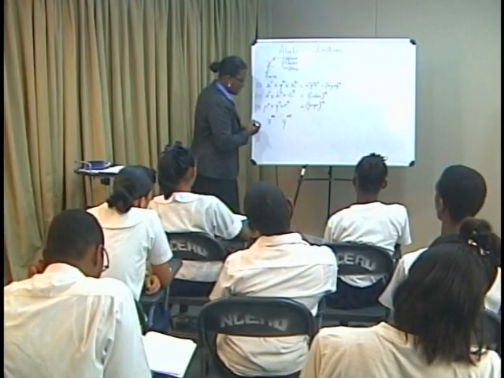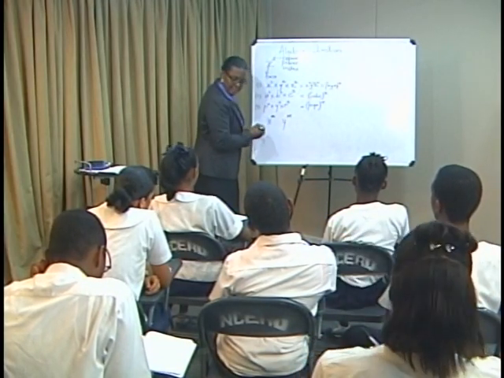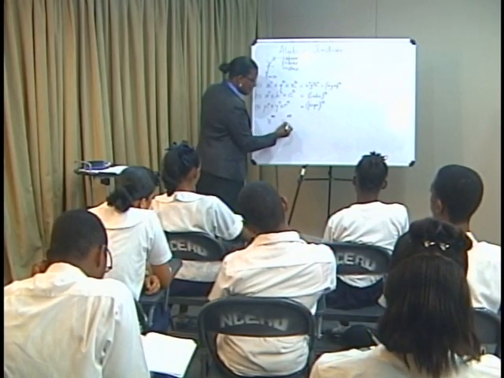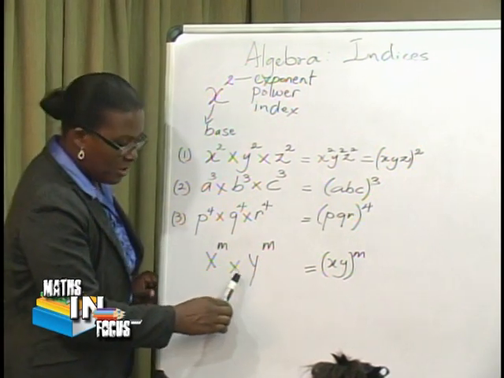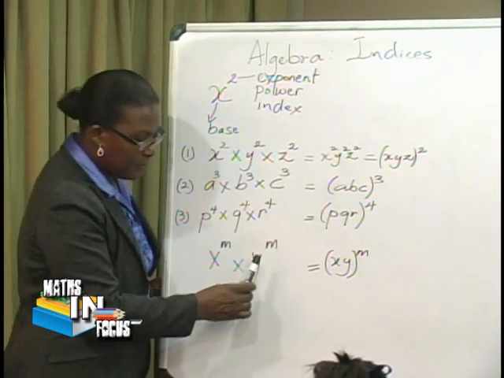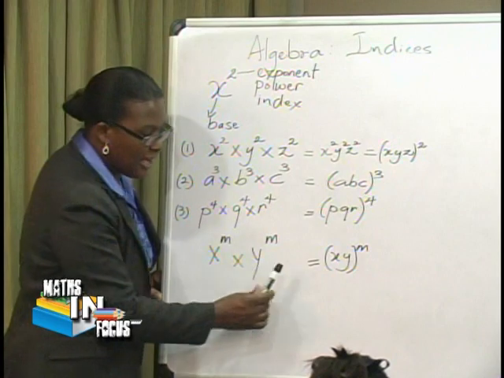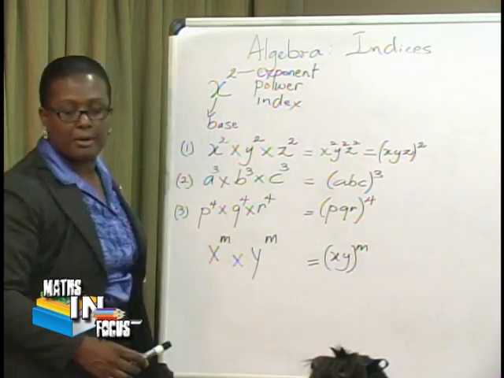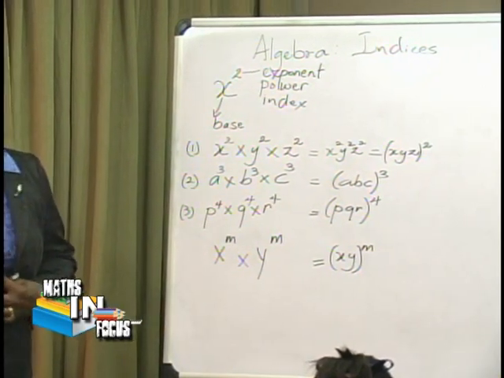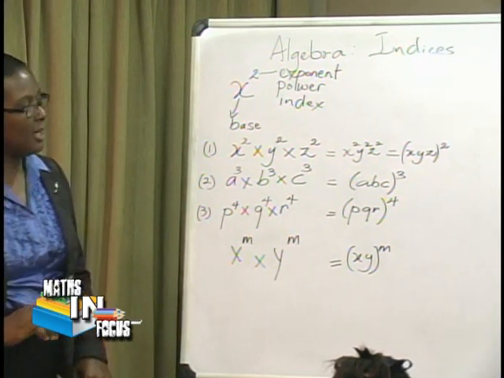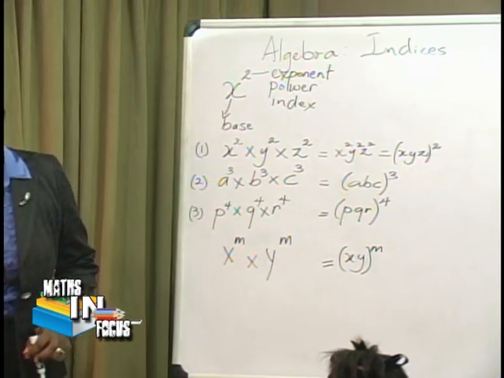Yes, Rhea, what did you write? x to the m multiplied by y to the m is equal to xy in brackets raised to the m power. So here we have a generalization. The bases are different. We're multiplying, but the powers are the same. So we group the bases and we raise them to the same power. So that's our second little generalization. Okay? Good. Any questions?